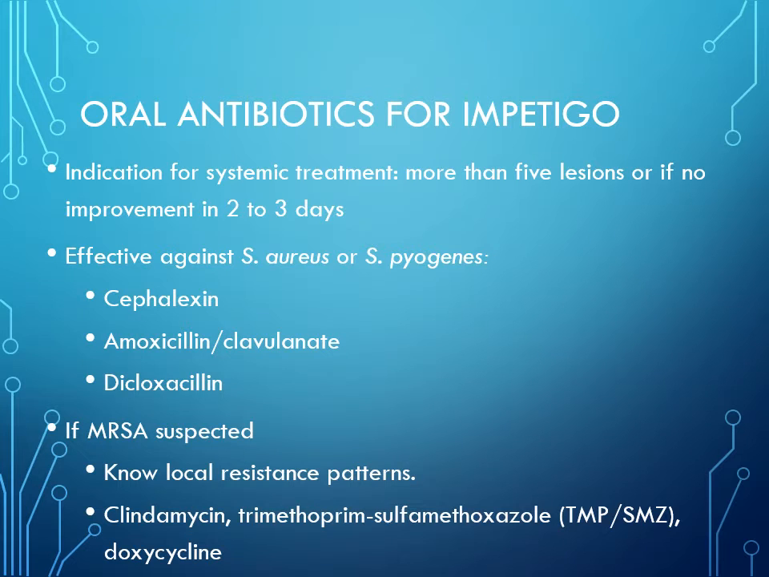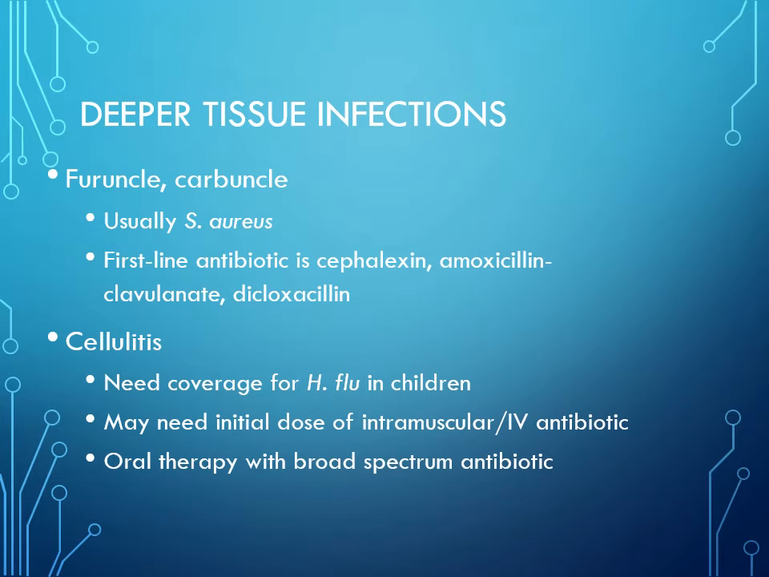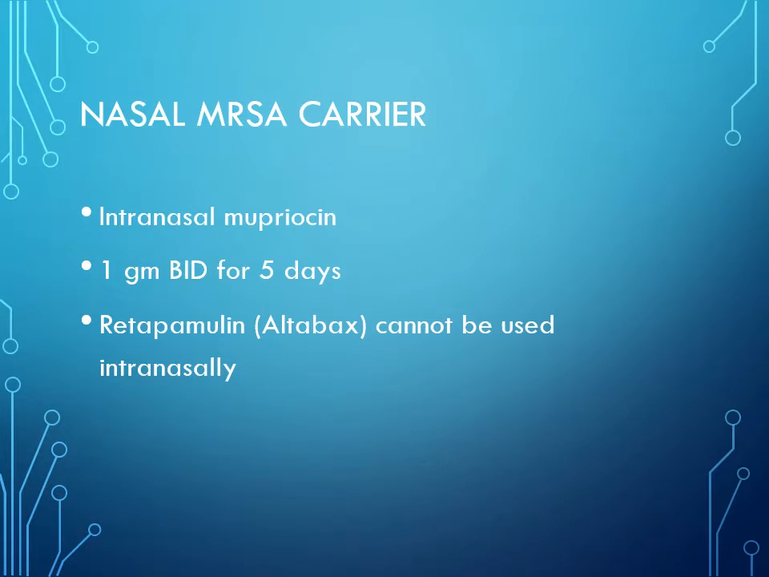For MRSA, we do need to know what our local resistance patterns are, what we're seeing in our community. But clindamycin, Bactrim, and doxycycline are generally good coverage for MRSA. If a patient is a nasal MRSA carrier, we can use intranasal mupirocin, a gram BID for 5 days, but we cannot use Altabax intranasally.